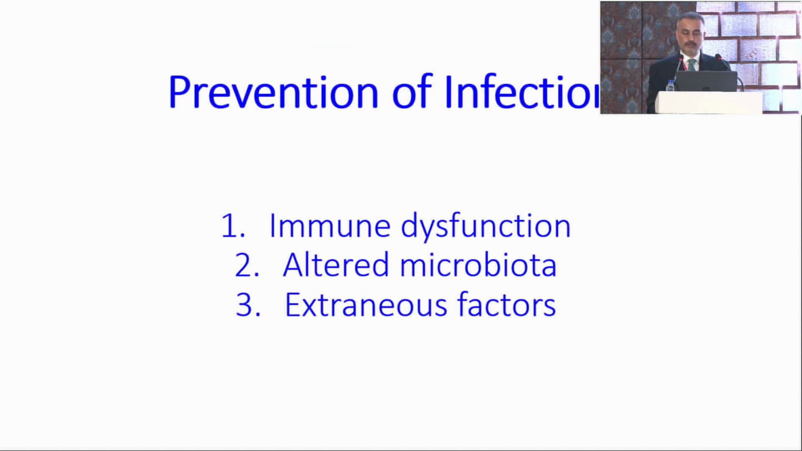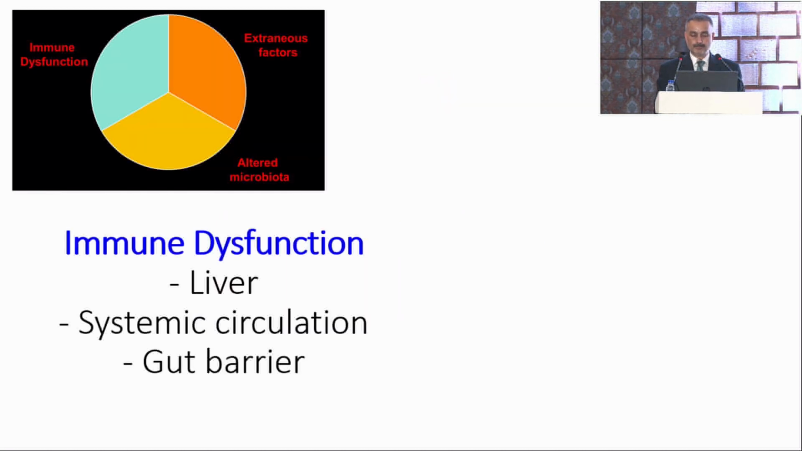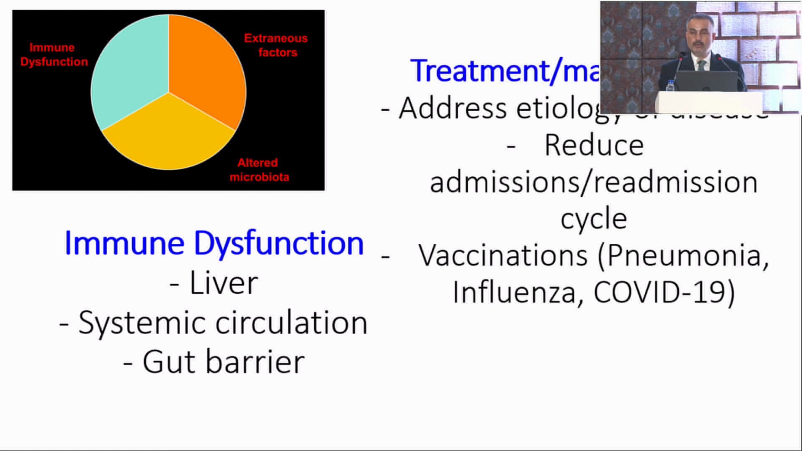You want to focus on the immune dysfunction, altered microbiota, and most importantly, extraneous factors. So immune dysfunction is in the liver, systemic circulation, and the gut barrier. You clearly want to address the etiology of disease, reduce readmissions and admissions, and importantly, vaccinate your patients. Please vaccinate your patients. This seems very boring. You do not want to outsource it to the primary care physician. Most patients with cirrhosis, we end up becoming their primary care physician, and we have to actually make sure we advocate for preventative care for these patients as well.